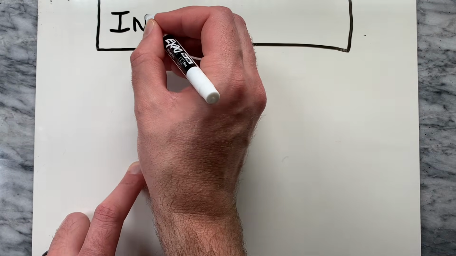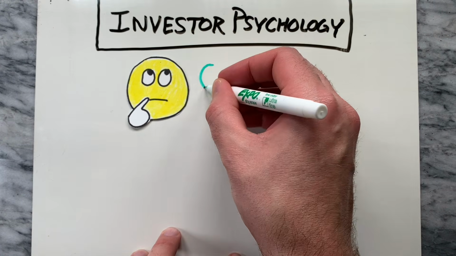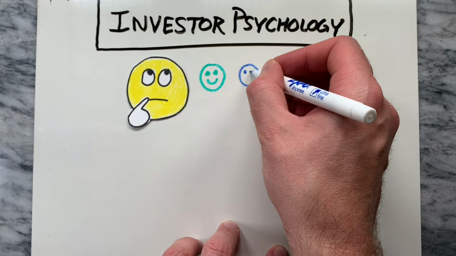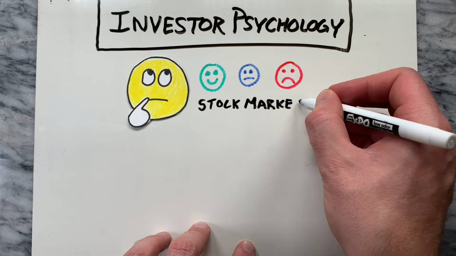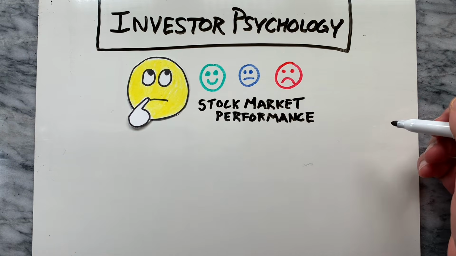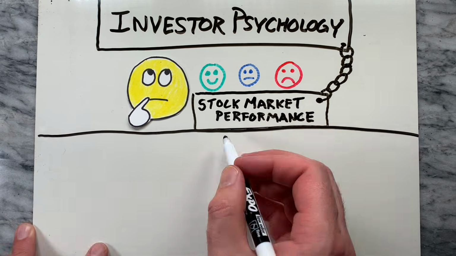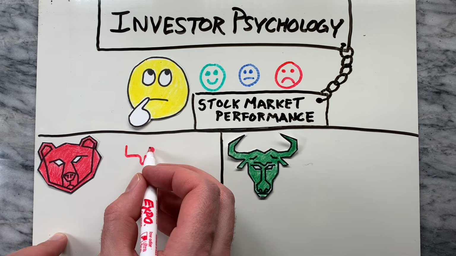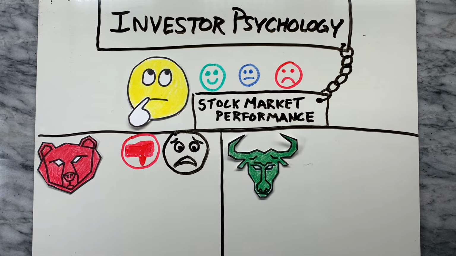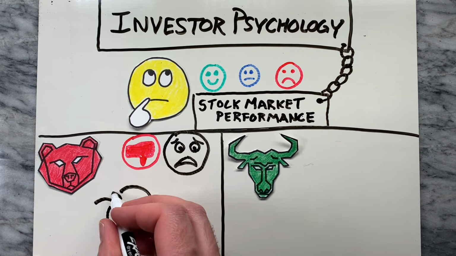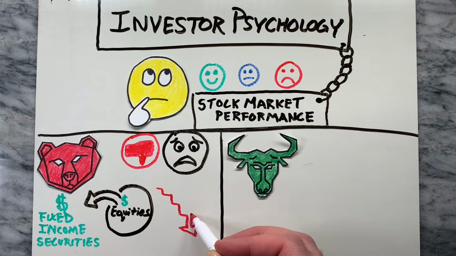Next is investor psychology. Much of how the markets rise and fall is impacted by how individuals and investors perceive and react to the market, also called investor psychology. In other words, stock market performance and investor psychology are very dependent on each other. During a bear market, market sentiment is negative and investors lose confidence as they move their money out of equities and into fixed income securities. Because they keep their money out of the market, this causes prices to decline in the stock market.